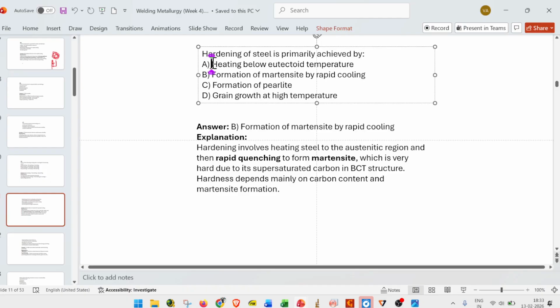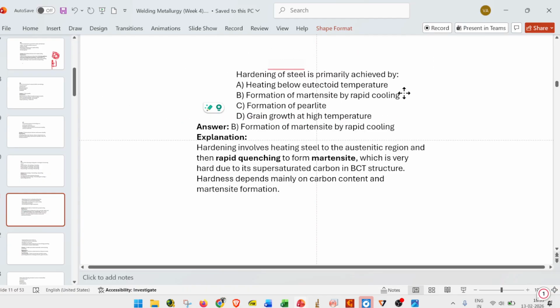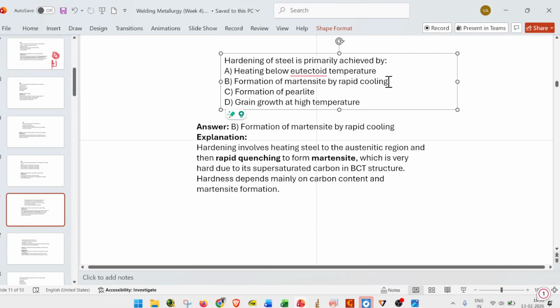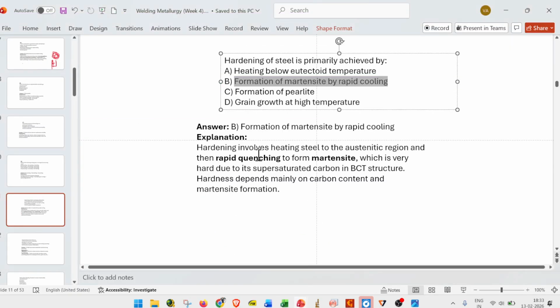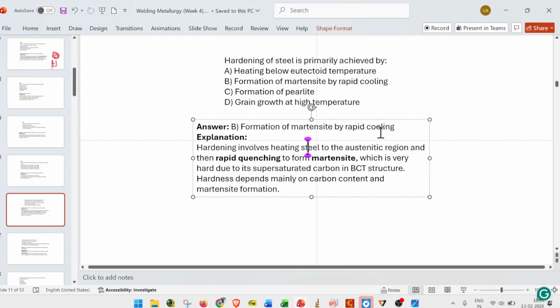Okay. So heating below the eutectoid temperature, no, that is not the way. Formation of martensite by rapid cooling, yes, because martensite is one of the hardest phases, so we can easily get the hardness. Formation of the pearlitic phase, no, and grain growth at high temperature, no. So the answer will be the formation of the martensitic phase by rapid cooling.